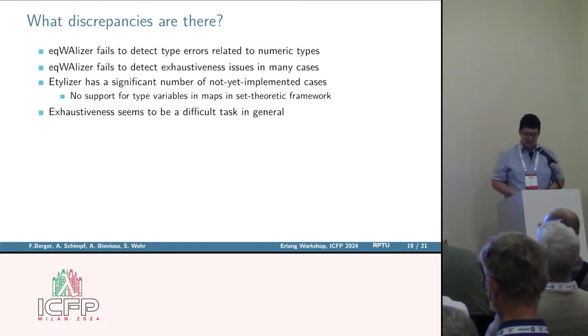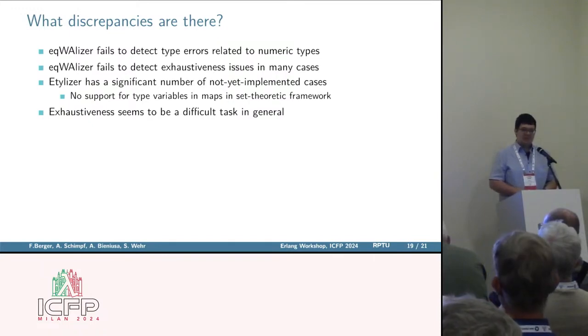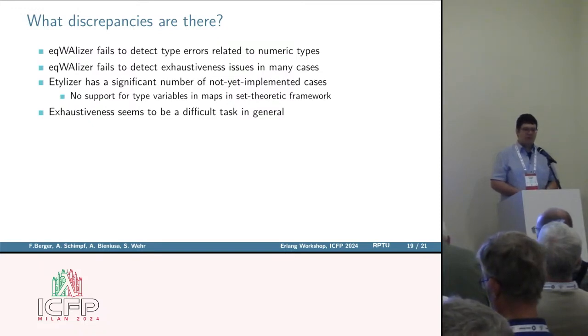For Etylizer, obviously the not implemented cases are causing some discrepancies, because it's not fully implemented yet, so in the disagreements we excluded it in most of them. And also in Etylizer, specifically there was no support for type variables, especially in maps, because it's not supported in the set theoretic framework as far as I'm aware yet. But this is something that's considered not implemented yet, so it's not really a big issue here.